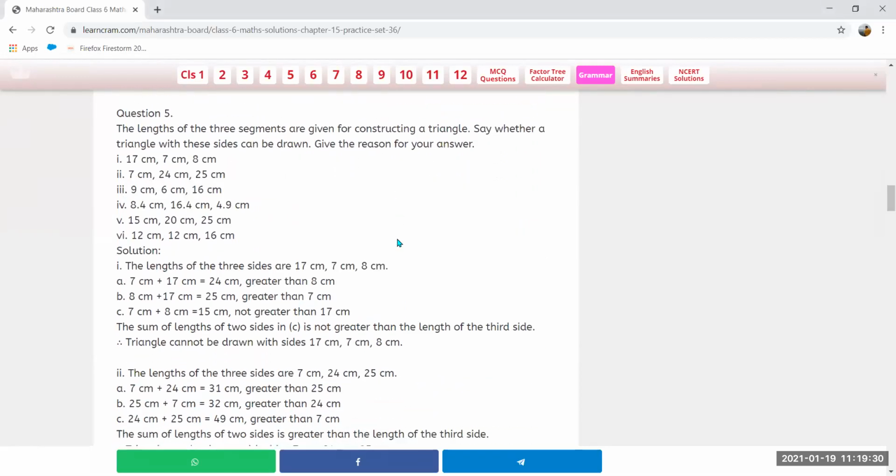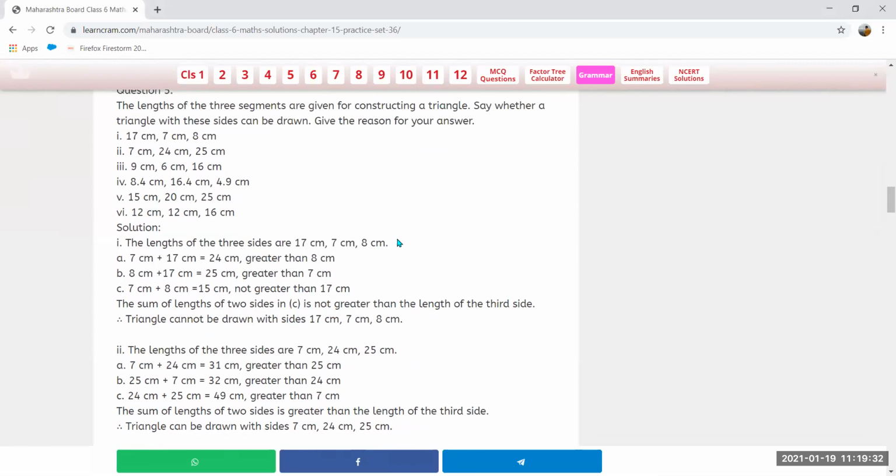Question number 5. Here, the lengths of three segments are given for constructing a triangle. Say whether a triangle with these sides can be drawn. Give the reason for your answer. See students, here the lengths of the three segments are 17 centimeter, 7 centimeter, 8 centimeter. Say whether a triangle with these sides can be drawn.